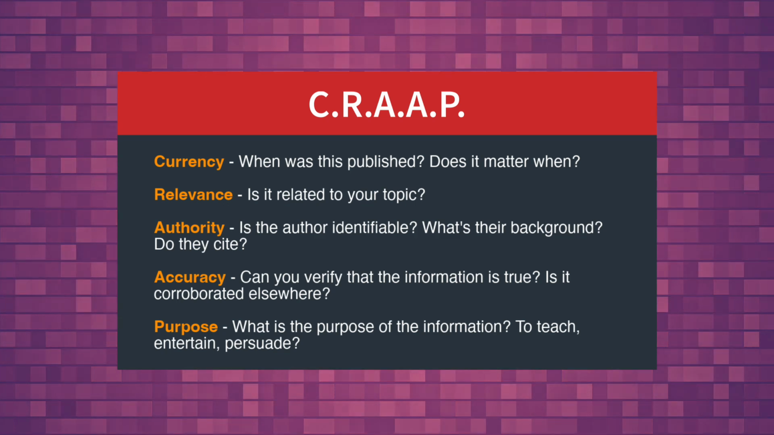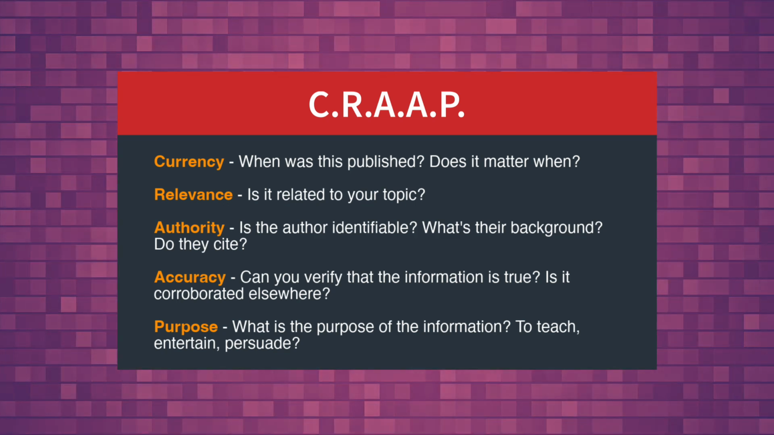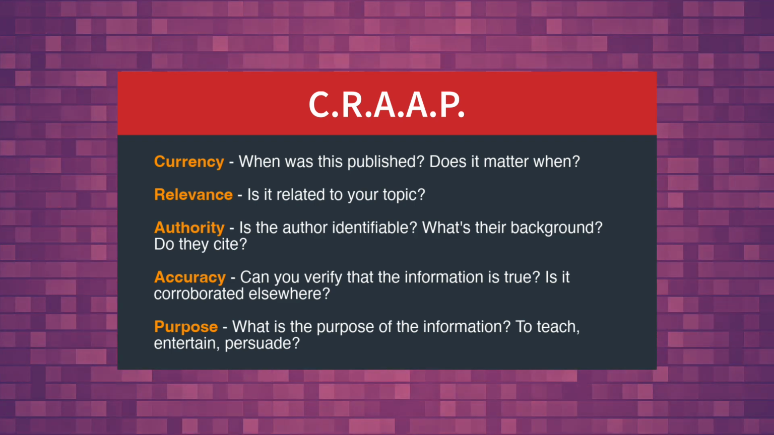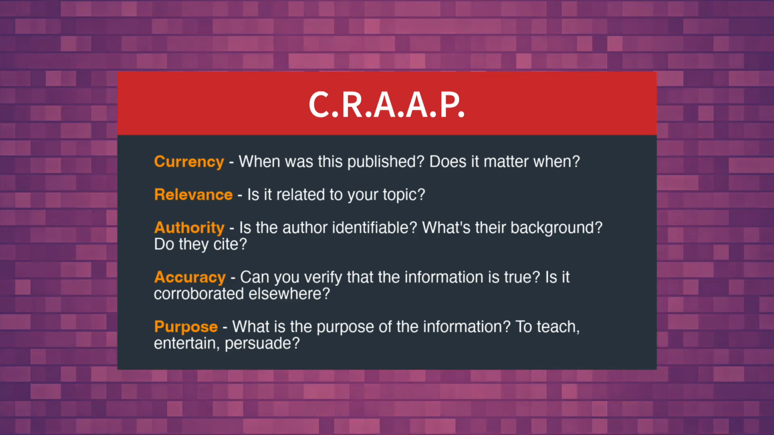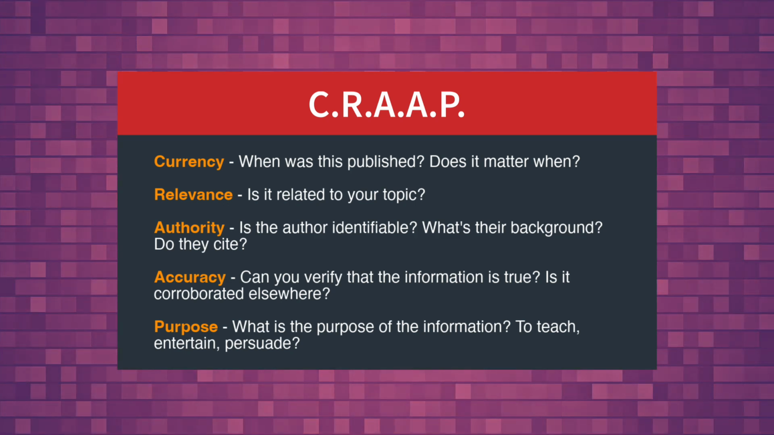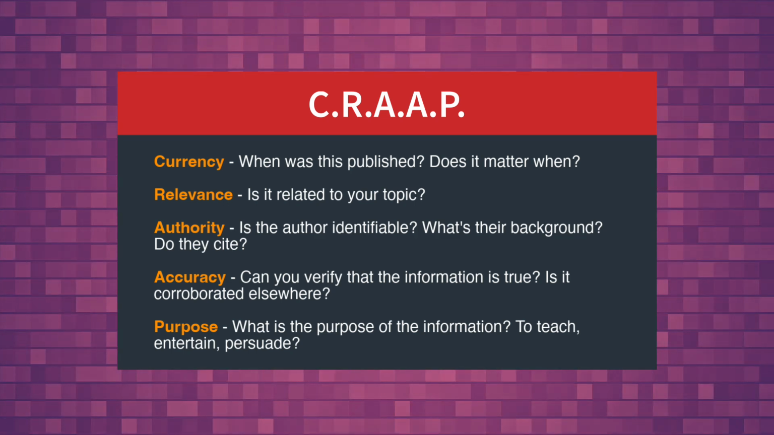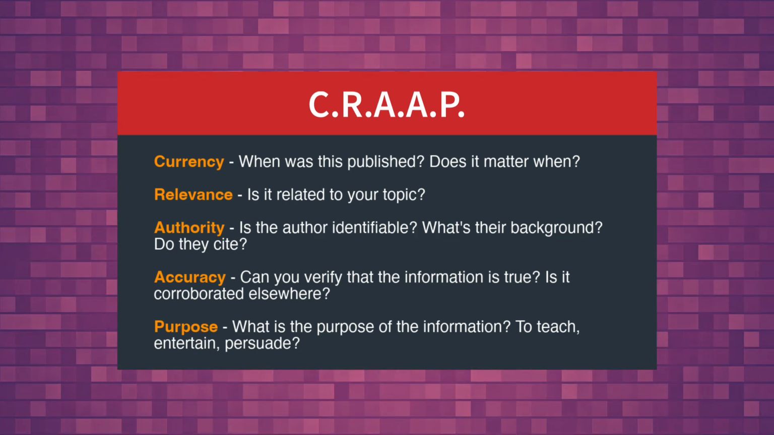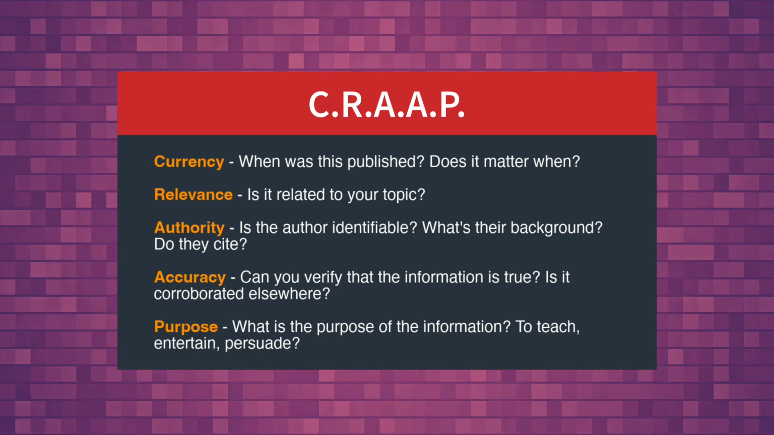Using a checklist of questions, the CRAP method asks you to consider the currency, relevance, authority, accuracy, and purpose of the source. By answering questions like, who is the intended audience for the source? Is the author qualified to write on the topic? And where does the information in the source come from? You can filter out unrelated, less credible results.